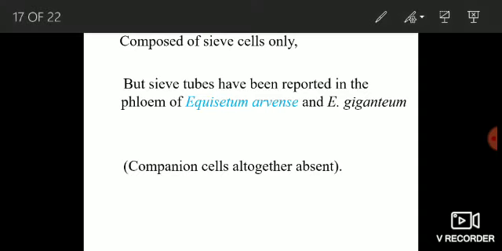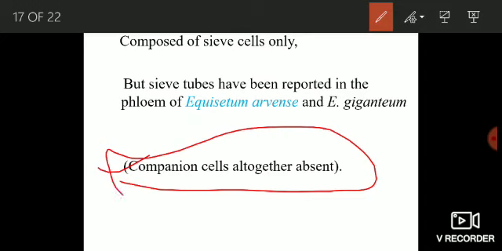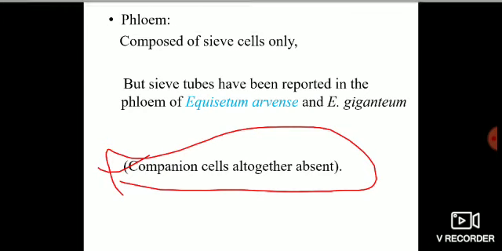And one more important feature of the phloem of pteridophytes is that the companion cells are altogether absent. What are companion cells? Companion cells are the cells which are in close contiguity, in close connection with the vessels of higher plants. And when we study the anatomy of higher plants, you will come to know the structure and the function of these companion cells. And for this time, you have to remember that in pteridophytes, the companion cells are altogether absent.